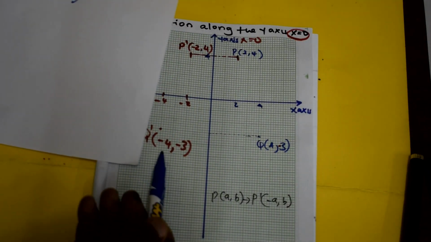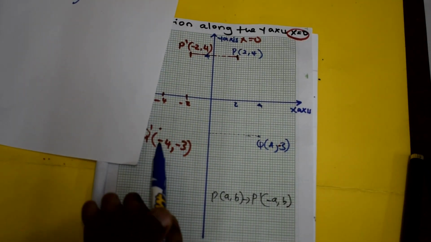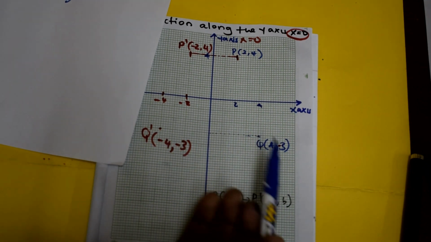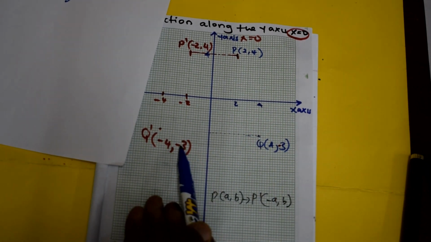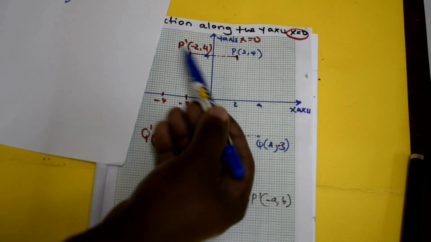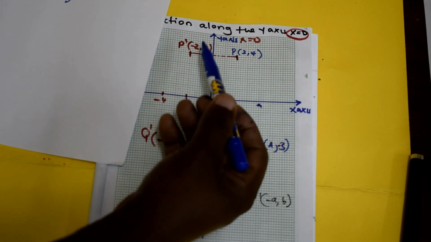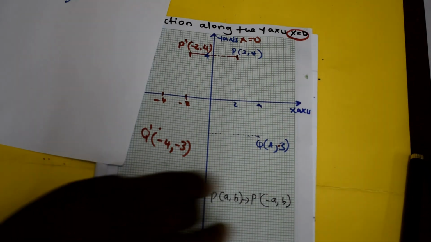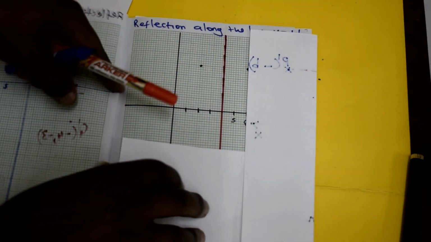So pick like -4, -3. Our a is -4. Therefore, when it goes to the other side, it becomes 4, and then y remains as -3. And then we have -2, 4. If we reflect along the y-axis, it will be 2. A will be positive now. Then y remains to be 4. So this one is an easier one.